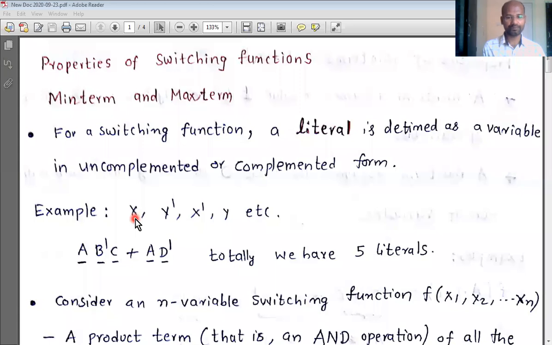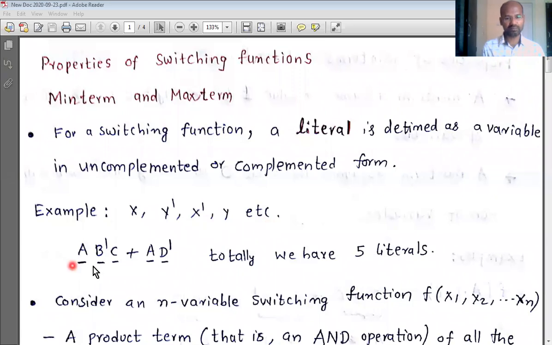Any Boolean literal is a single variable, not like xy. According to the definition of literal, xy is not a literal. So x is a literal, it is in uncomplemented form. There is no complement here. Y bar is a literal, it is in complemented form. X bar is also a literal, it is in complemented form. Doesn't matter, there should be a single variable. It can be in complemented or uncomplemented form.